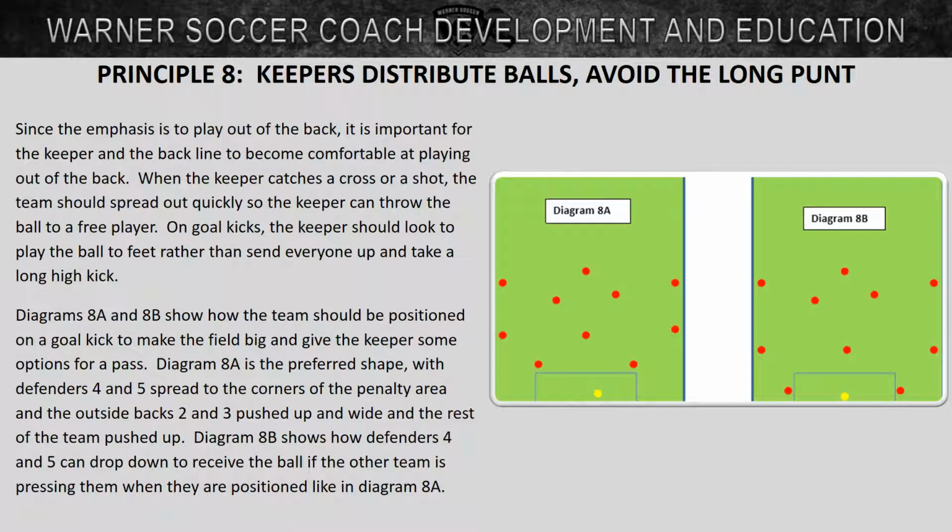So the eighth principle of possession is keepers should distribute the ball and try to avoid the long punts. Now, many of you will be familiar with the concept of first attacker, second attacker, third attacker, or else you should be familiar with the concept. Some may not be familiar with that terminology. What we look for is the first attacker being the player on the ball. The second attackers are all the players that are providing supporting options. And the third attackers give us width in attack, they give us depth in attack, and they create those attacking runs.